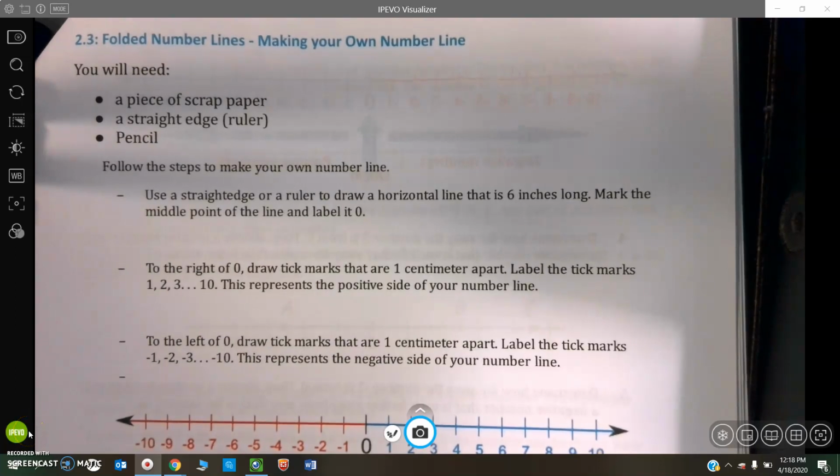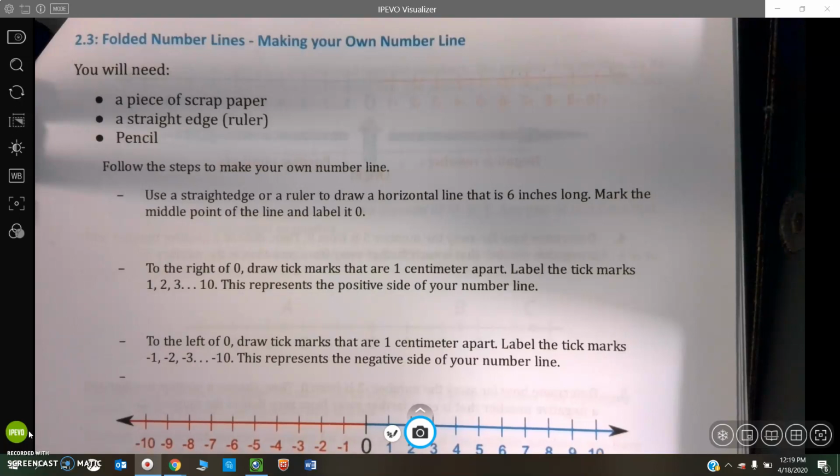The name of this activity is folded number lines, making your own number line. If we were in class, I'd be able to walk you through these steps together. If you would like to do this at home, if you have access to a ruler and scrap paper, that would be great. Down below, you can see the breakdown of how you could make your own detailed number line.